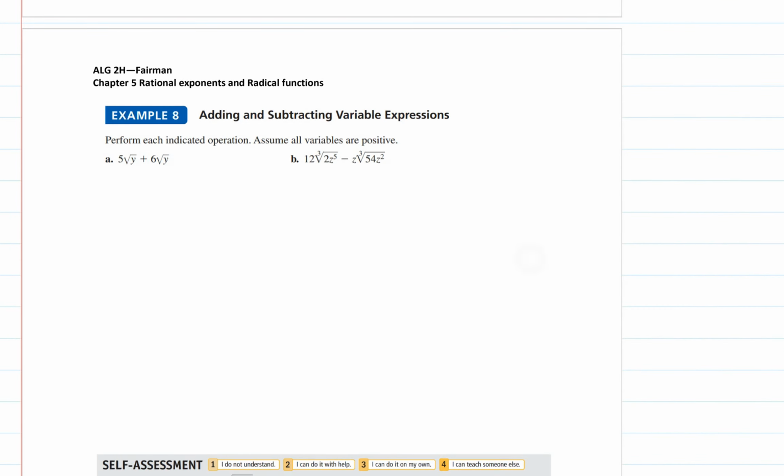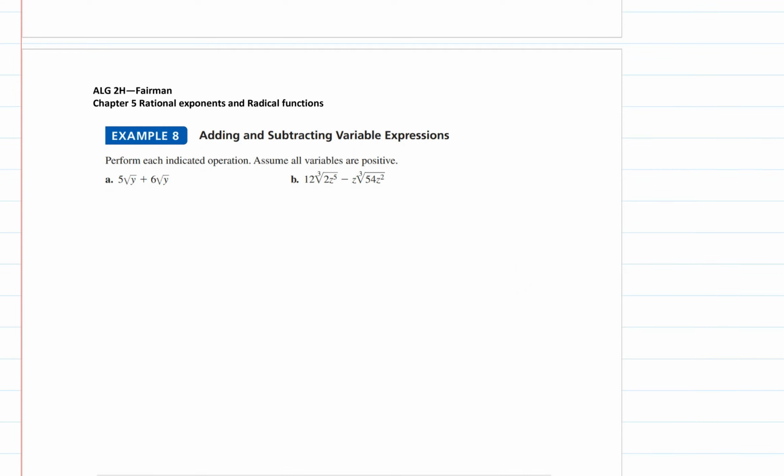All right, let's look at example 8. Here we're adding and subtracting. What do you need in order to add and subtract? You've got to have like terms. So here I have a root y and a root y. They have the same index and the same radicand, so that makes them like terms. So this, easily enough, is now 5 root y.